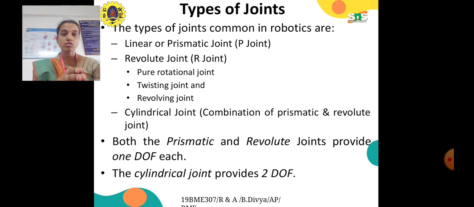The types of joints common in robots are, we have mainly three categories: linear or prismatic joint, which is also called as P joint; revolute joint, which is called as R joint; and third one is called cylindrical joint, that is a combination of prismatic and revolute joint. The combination of the first two, that is prismatic joint and revolute joint, is combined together to form a cylindrical joint, right? And in revolute joint, we have three categories: pure rotational joint, twisted joint, and revolving joint.